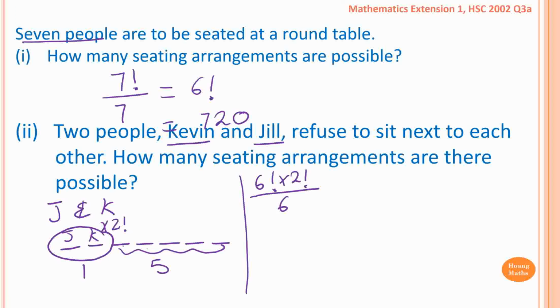To simplify this, 6 factorial is just 6 times 5 factorial, so this cancels with this 6, leaving 5 factorial. So the answer is 5 factorial times 2 factorial. Now, not together is no restrictions minus together. So that is 6 factorial minus 5 factorial times 2 factorial. If I put this in a calculator, it gives me 480.